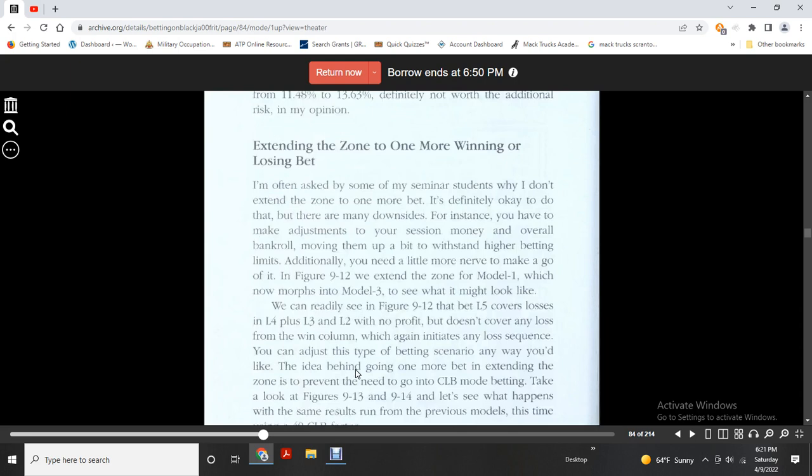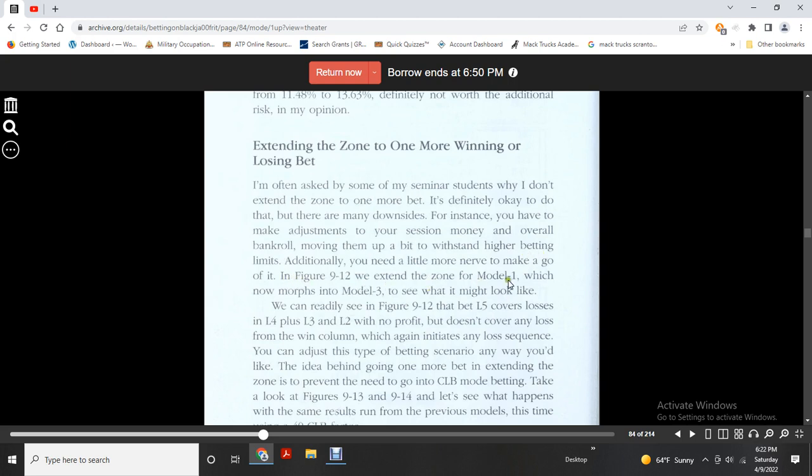Extending the zone to one or more winning-losing bets. Often asked by some of the seminar students: why don't I extend the zone with one or more bets? You can, but there are many trade-offs in the system. You have to make adjustments to your session money and overall bankroll, moving them up a bit and withstanding a higher betting limit. Additionally, you're going to need to limit the number of bets.